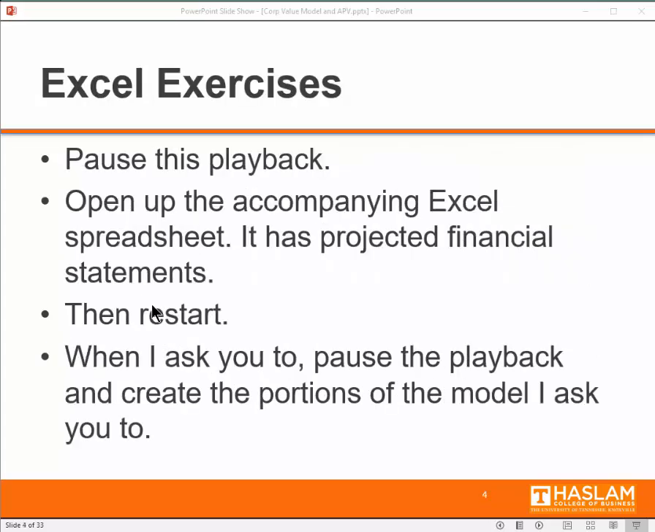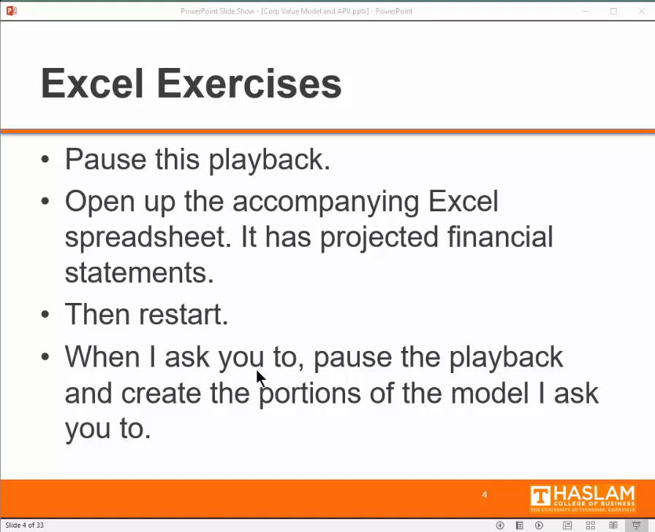So the way this is going to work is I'm going to have you pause this playback in a second and open the accompanying Excel spreadsheet, which has some projected financial statements. What we'll do is I will work through these exercises for one company. You'll pause the playback and work through it with your company, and then you'll restart. So when I ask you to, in a minute, I'm going to ask you to pause the playback and create the portions of the model that I create. So right now, pause the playback and download the Excel exercises and open them up.